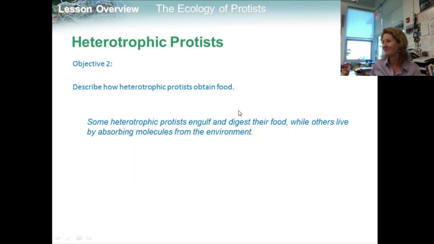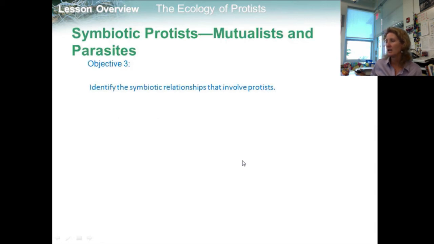Objective 2 is to describe how heterotrophic protists obtain food. So some heterotrophic protists engulf and digest their food while others live by absorbing molecules from the environment. Our final objective for this lesson is to identify the symbiotic relationships that involve protists.